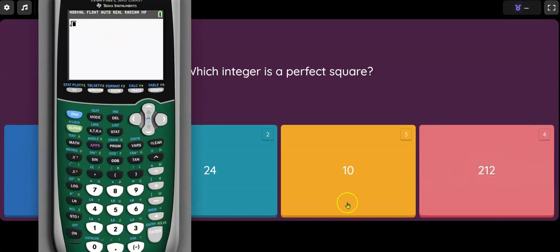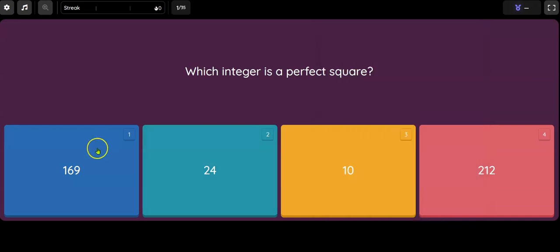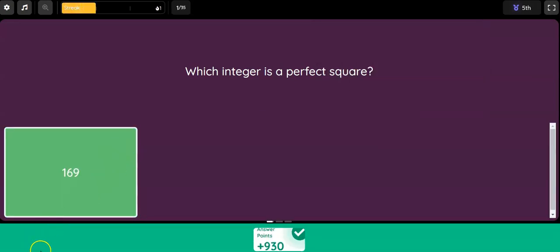So now I'll try this one over here in red, 212. If I press enter and I get a decimal, it's not a perfect square. So I try all of the answers here. Square root of 10, I got a decimal. Square root of 24, I got a decimal. So those are not perfect squares. When I compute the square root of 169, I get a whole number, 13. So this one is the perfect square.